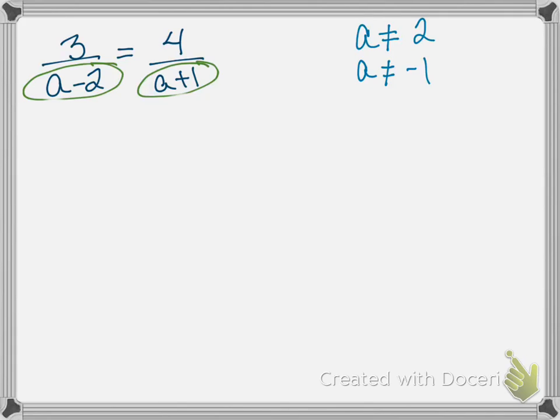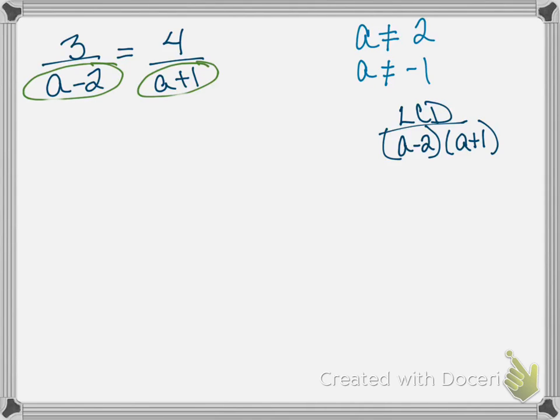Now, you can look at the LCD. That would be a reasonable thing to look at. So in this situation, I'm going to write down my first denominator, which is a minus 2. Then I'm going to look at my second denominator. I've got a plus 1. Is that already accounted for in a minus 2? It's not. So I have to write down a plus 1.